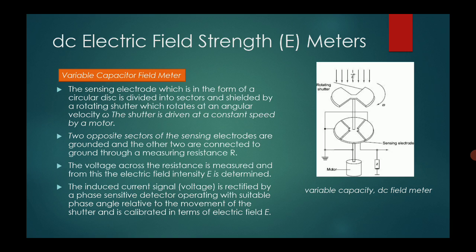The induced current signal voltage is rectified by a phase sensitive detector operating with suitable phase angle relative to the movement of the shutter and is calibrated in terms of electric field E.